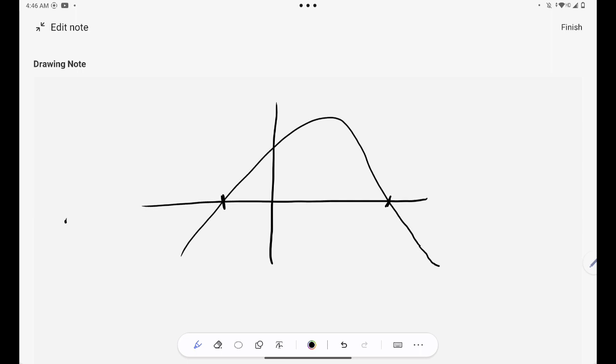These are the two x-intercepts. We have -2 and 3, and then we have our turning point. Our turning point is at x is equal to 1.